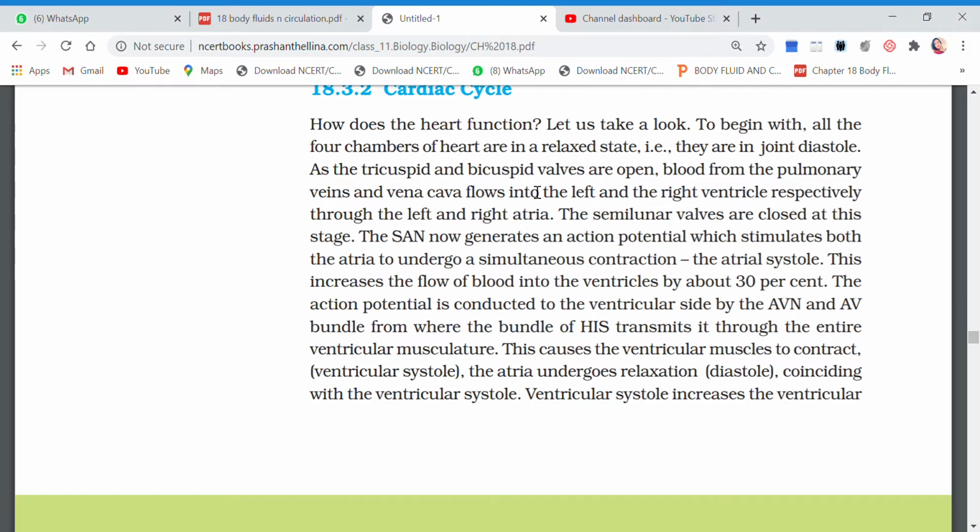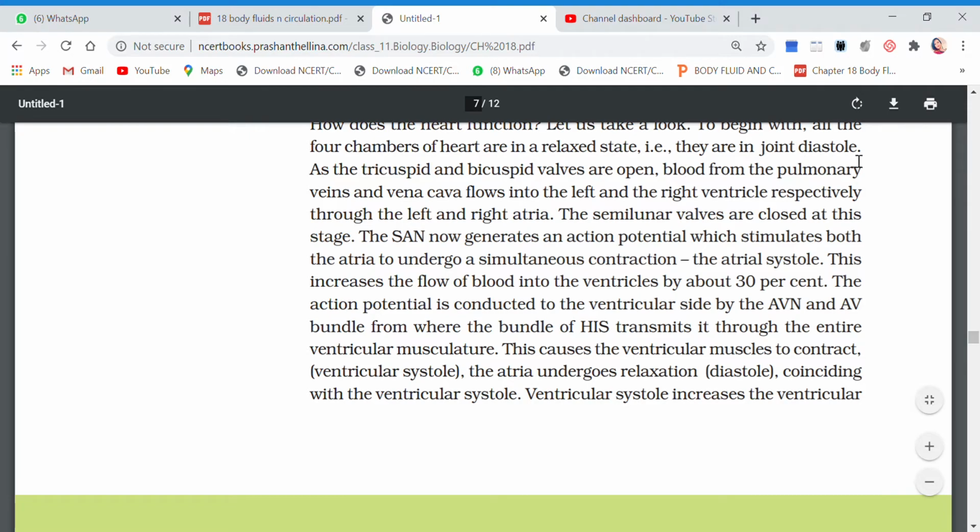Now, what happens? SAN, that is the pacemaker, will generate an action potential. Presently the heart was in diastole, but now the SAN has generated an action potential, and due to that a stimulus is given, and both the atria undergo simultaneous contraction, that is atrial systole. So you also write here with the pencil, systole means contraction.